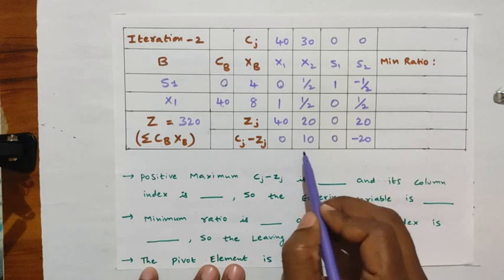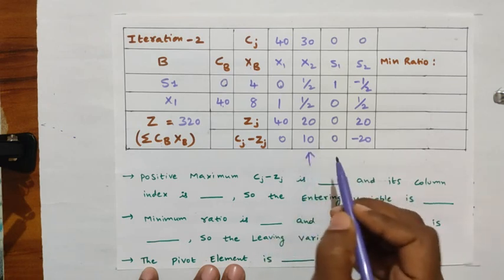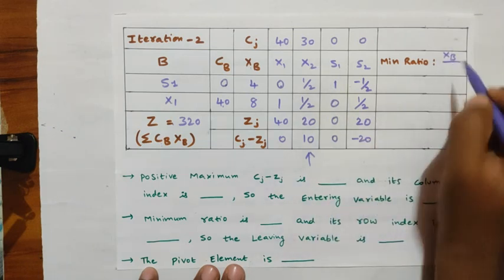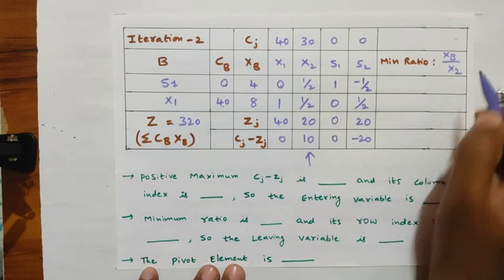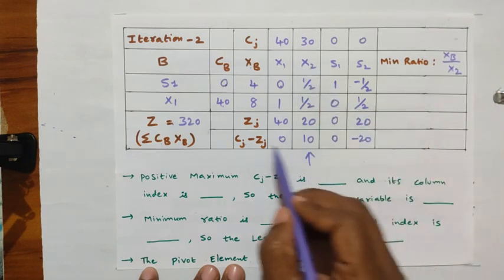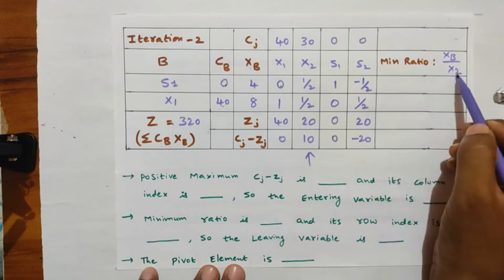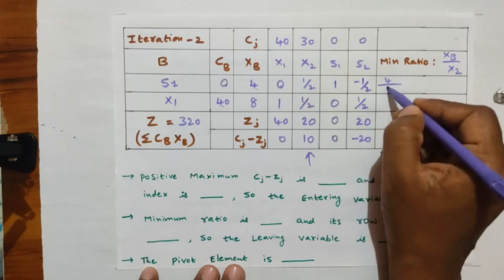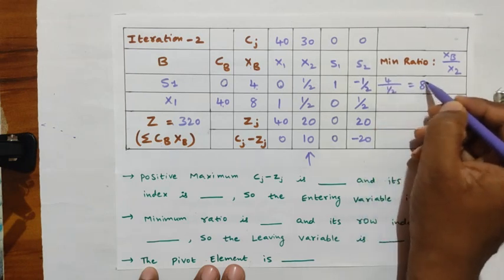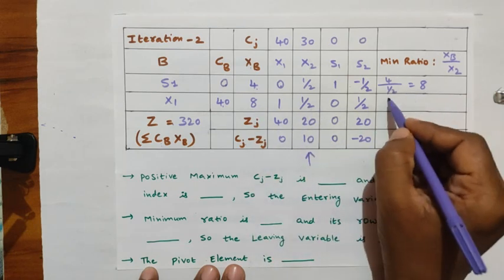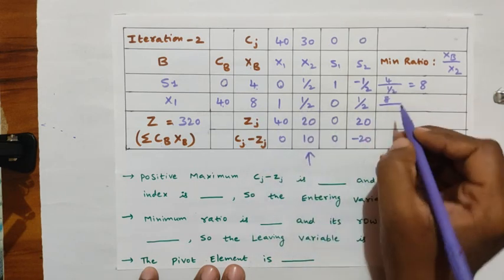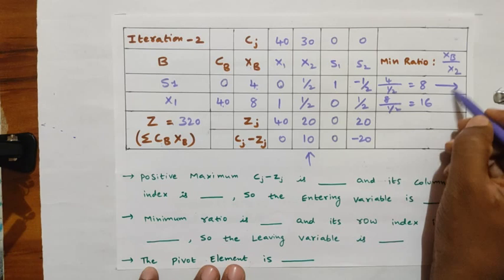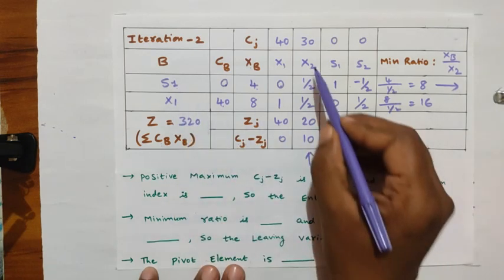And here if you see, the maximum value is 10. So the incoming variable will be x2, and the minimum ratio is xb by x2. Why have I taken x2? It is the maximum value of Cj minus Zj. Here xb by x2: 4 divided by half, we will get 8. And 8 divided by half, we will get 16. The minimum value is 8. So S1 will be the leaving variable, X2 will be the entering variable.